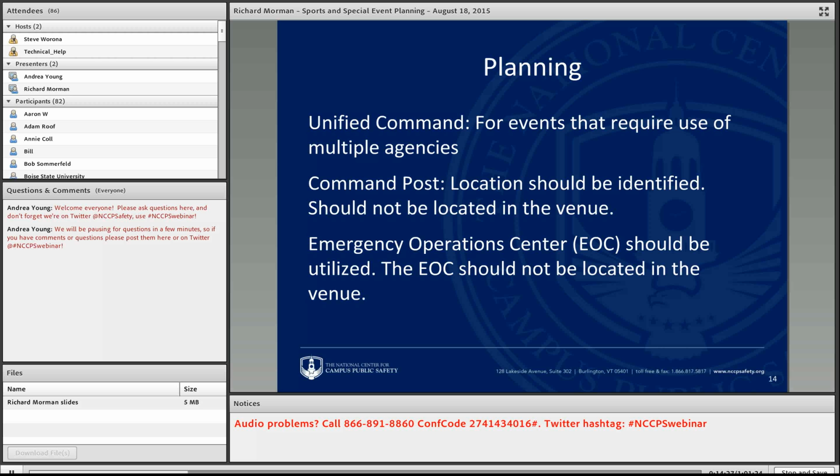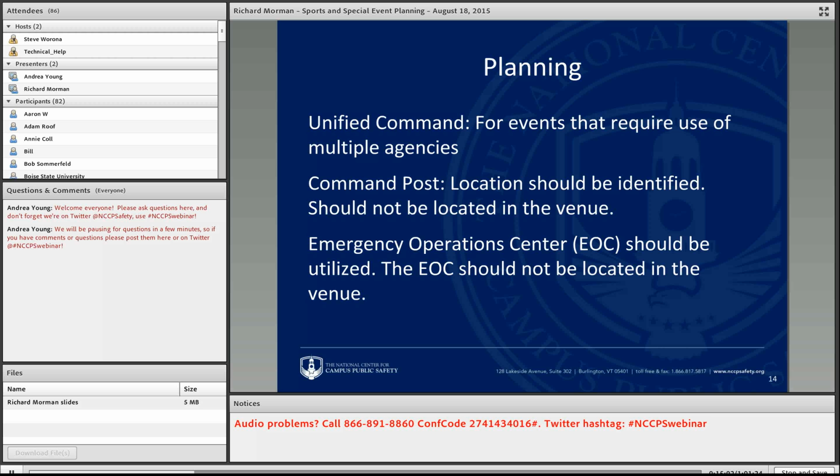Unified command, again, is for those events that need multiple agencies, and most of us around the country that have large events do need to use outside agencies. Going back to what I previously said about identifying the lead agency, sometimes you might have a state university and the state police come in and think they should be the lead agency. I don't really agree with that. If that university has their own police or public safety department, that's who should be in charge, in conjunction with their athletic department. A little bit about command posts.